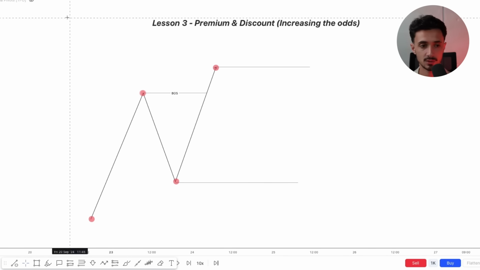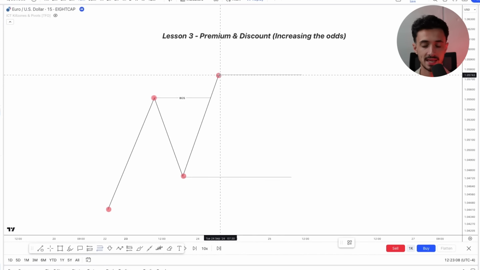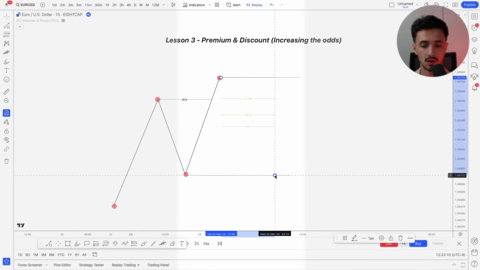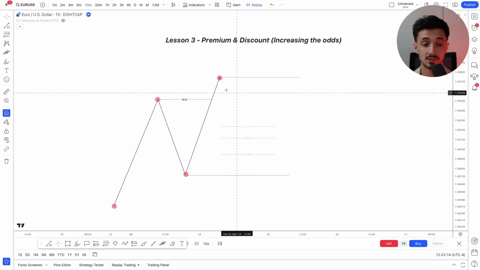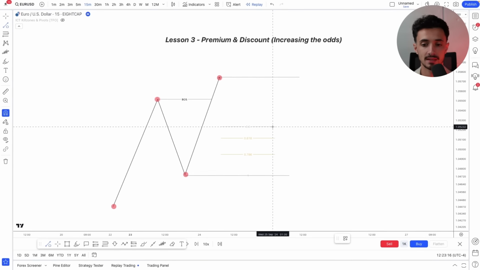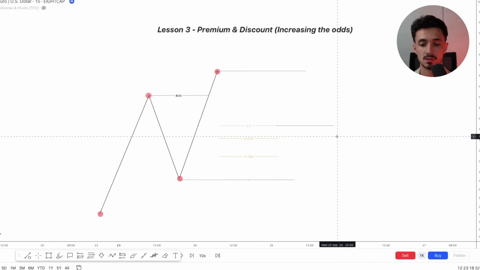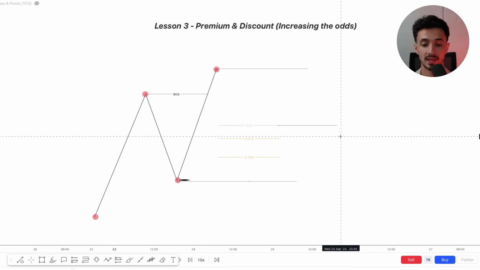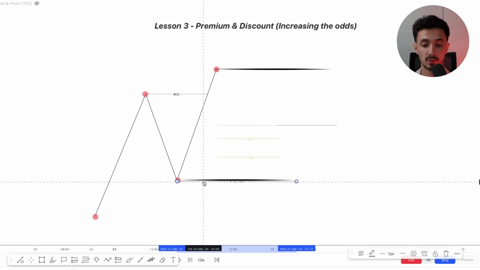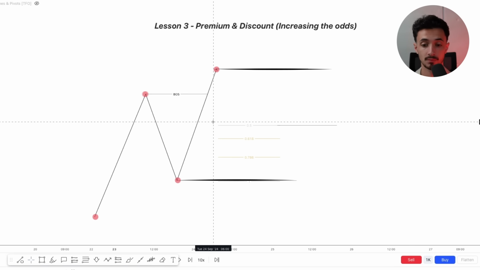But what you want to do is take your fib once it's set up, take it from the high down to the low. In this case, I need to reverse it. And then what you will see is you'll have 50%, which literally resembles 50% of the price leg. It is right in the middle between the high and the low, right?